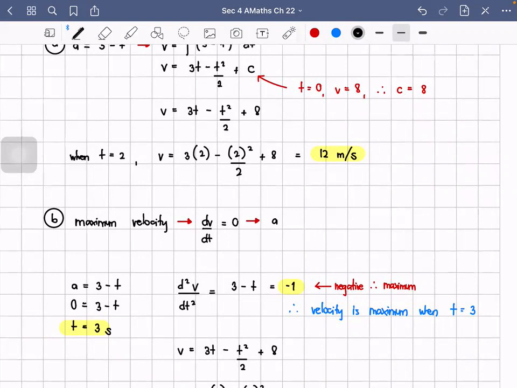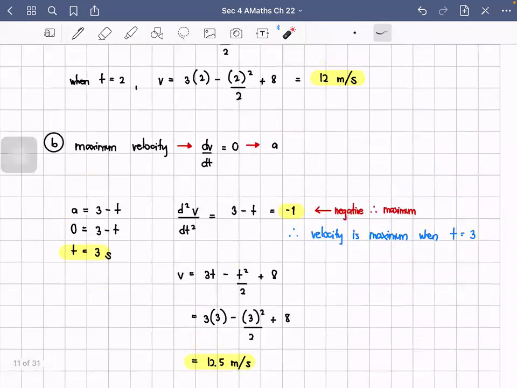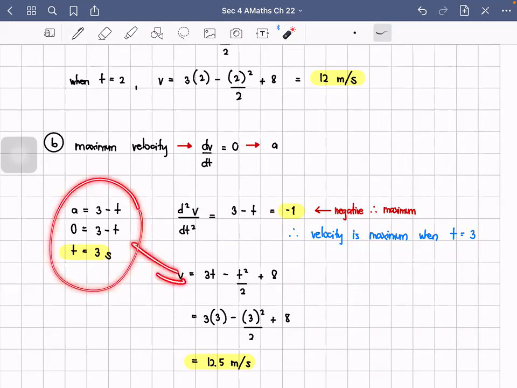So how do we find the maximum velocity? Okay, class, so this right here: I just proved that if your answer for the second derivative of a function, in this case the acceleration function, is negative, that means this has something to do with the maximum velocity. Okay, so anyway, from here, let's jump right here.